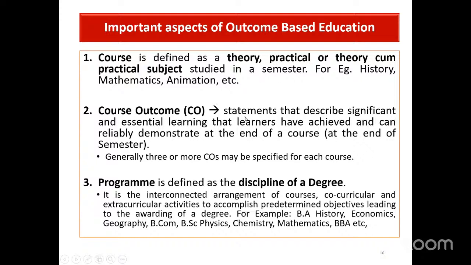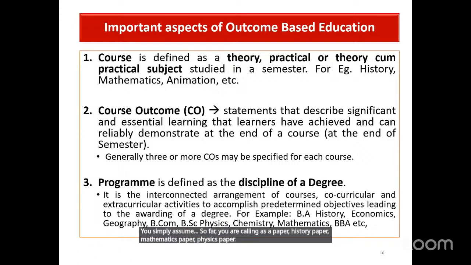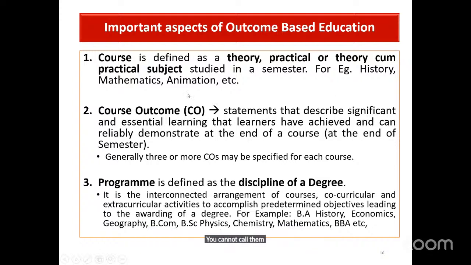You know the definition of some terms under outcome-based education. First one is a course. You simply assume, so far you are calling it a paper: history paper, mathematics paper, physics paper, computer application paper. All these are called courses. So under outcome-based education, you cannot call them papers. They are to be courses.